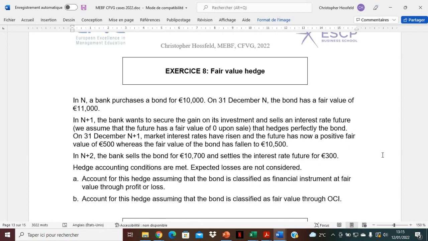In A, account for this hedge assuming that the bond is classified as a financial instrument at fair value through profit and loss. And B, account for this hedge assuming that the bond is classified as fair value through OCI. Okay, so for the A part, we assume the bond is fair value through profit and loss, and then we hedge this with a derivative. So I give you 5 minutes to think about the accounting entries in situation A.